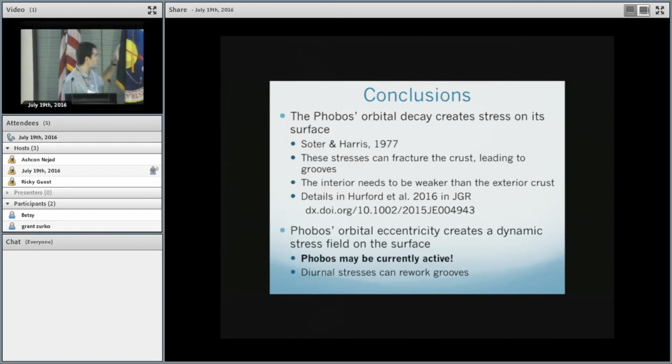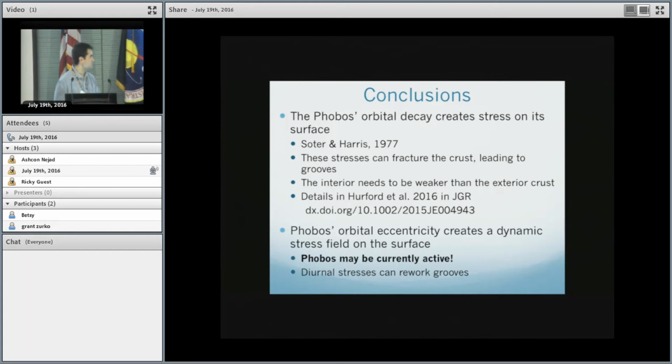We find that the interior, in order for this to work, needs to be weaker than the exterior crust. And I think this might be consistent with the formation mechanism of the giant impact, where you're putting together debris in a disk, and it might inherently lead to a weaker body.